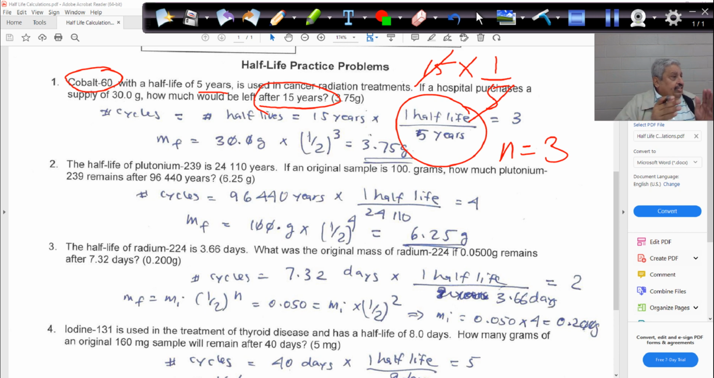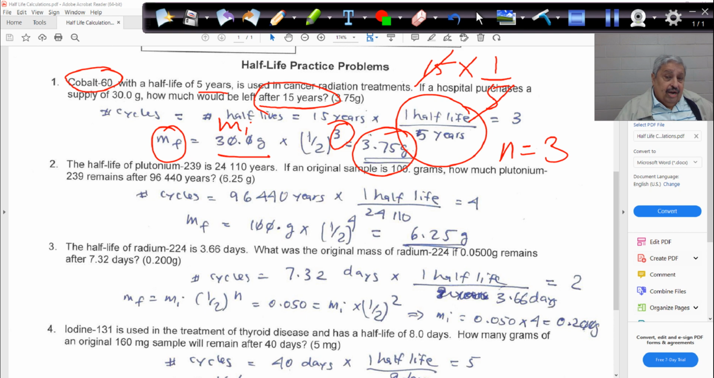The first cycle starts with 30. Then it will go to 15, correct? And it goes from 15 further to 7.5. And then the last, third cycle will be how much? 3.75 grams. You can do it this way, or you can just plug it in. M final equals M initial, with the N value being 3. You calculate the whole thing, and it comes to the answer, 3.75 grams.